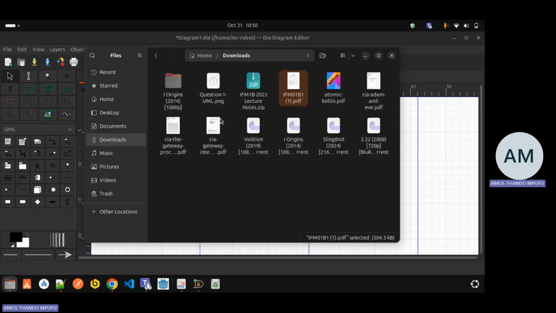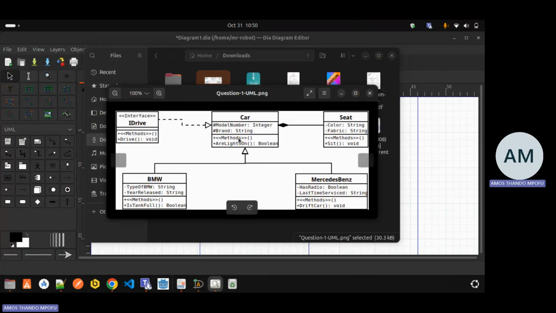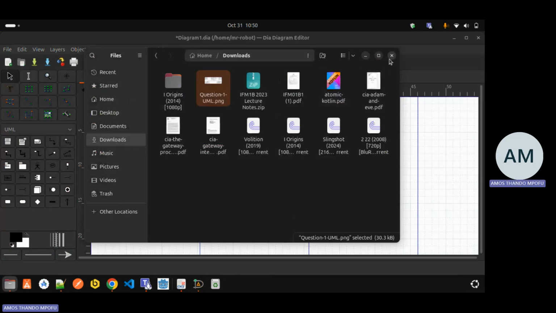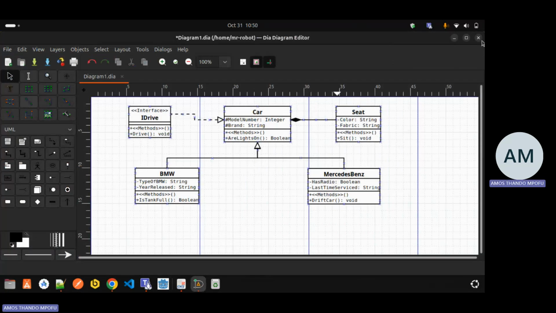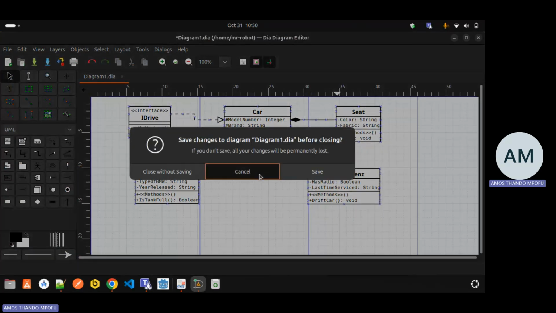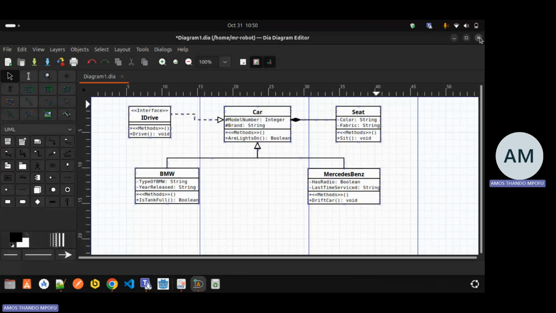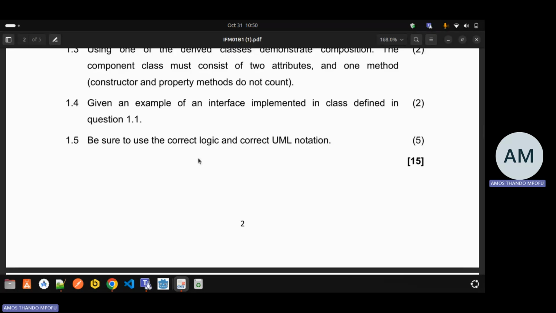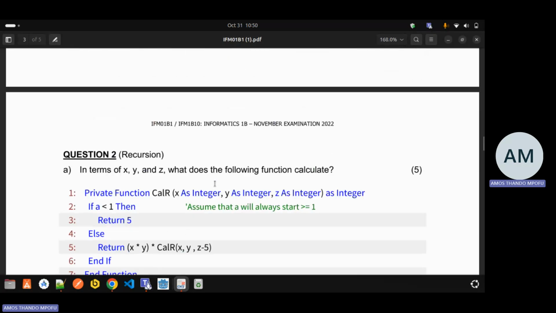And then I can try to open it as an image now. So let me open it. So there we go. There's the diagram. So we are done with question one. So now I can close this, then just say close without saving. I don't want to save this diagram, not necessary.